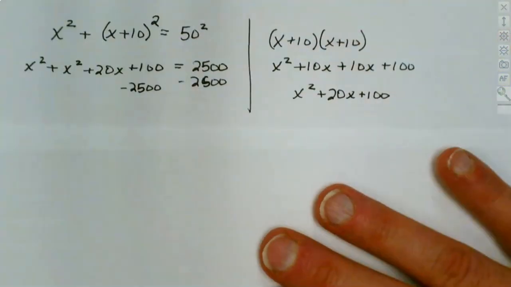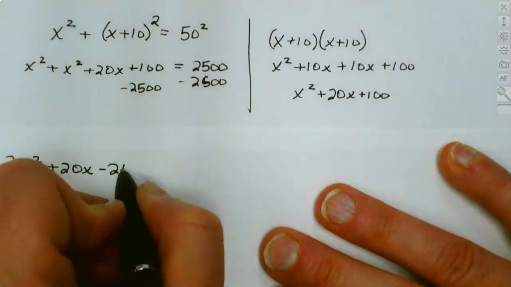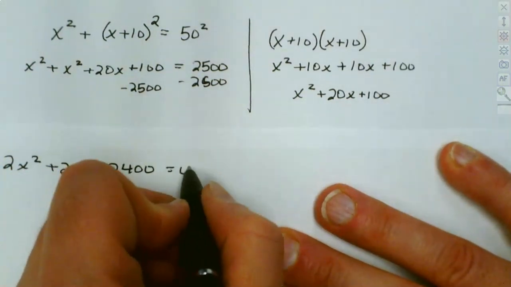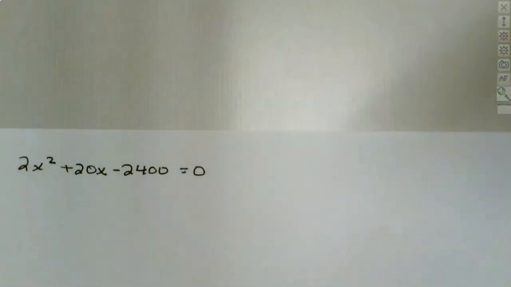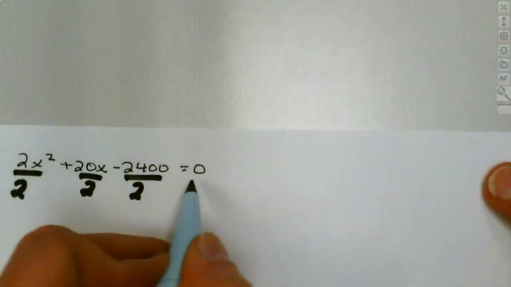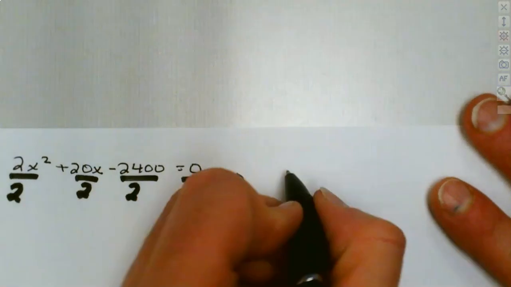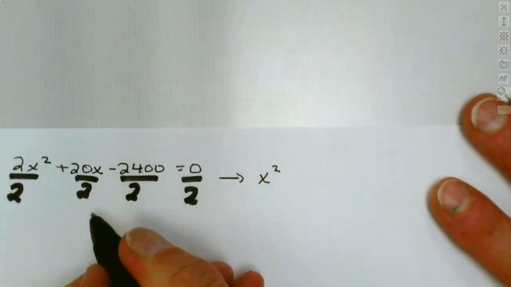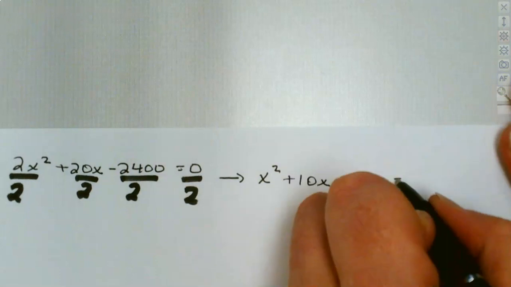That leaves you then with, when we rewrite it, 2x squared plus 20x minus 2400 equals 0. Always double check to make sure you can't divide out by a number or factor it out. And it looks like we can, because it's all divisible by 2, so we'll divide everything by a 2 here. That leaves us with something a little bit easier to factor. So now we've got x squared plus 10x minus 1200 equals 0.